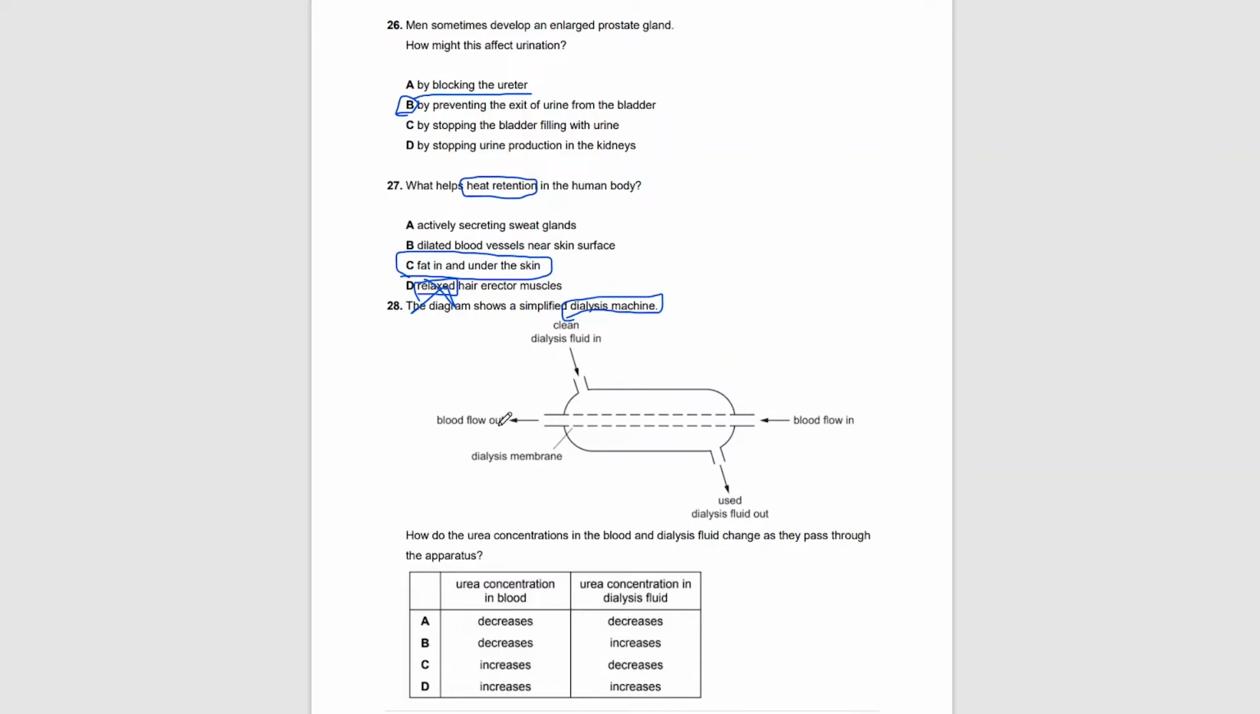So when blood passes through the dialysis machine, the concentration of urea should decrease, because kidneys decrease the concentration of urea, and so should the dialysis machine. And as the concentration of urea in the blood decreases, it means the urea diffuses from the blood into the dialysis fluid. So the concentration of urea in the dialysis fluid should increase, which is B.